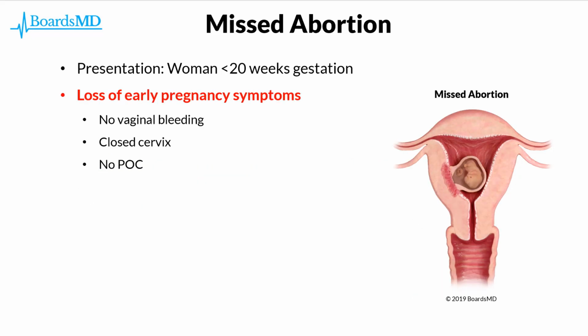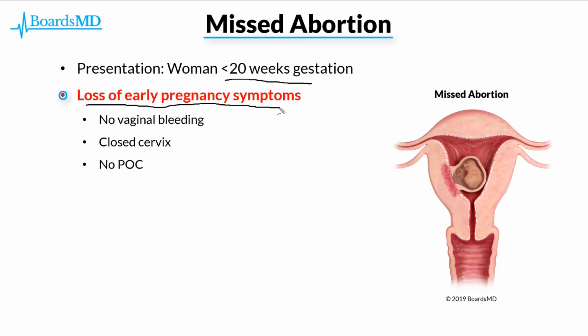Another very high-yield subtype of spontaneous abortion is the missed abortion. Once again, this will be a pregnant woman who is less than 20 weeks gestation, and classically this will present with a loss of early pregnancy symptoms. While we discuss normal pregnancy in detail in subsequent videos, women classically have several physiologic changes, one of the most common of which is nausea.